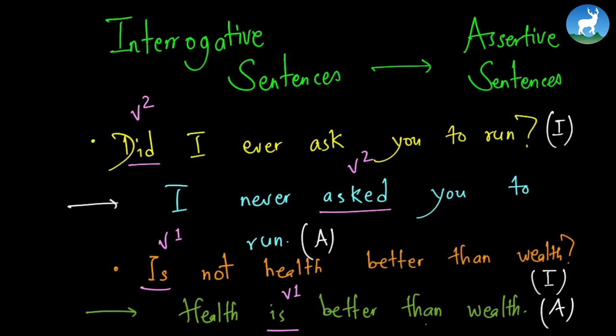Did I ever ask you to run? So, I never asked you to run. The whole idea revolves around someone telling somebody else not to run. Is not health better than wealth? So the whole idea, when this sentence is changed into an assertive one, health is better than wealth, the meaning still remains the same. I can give you two more examples.